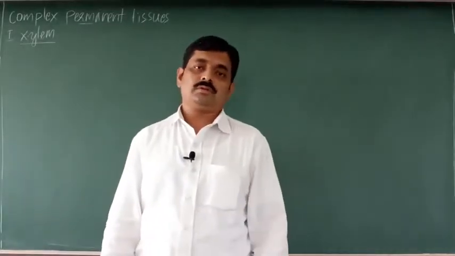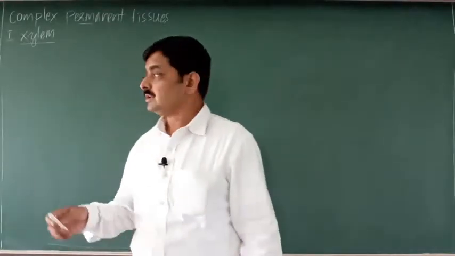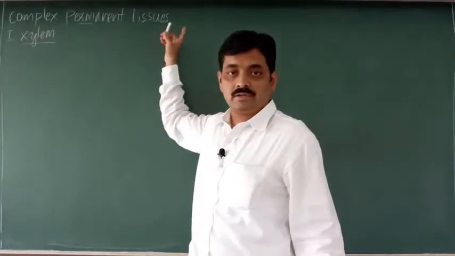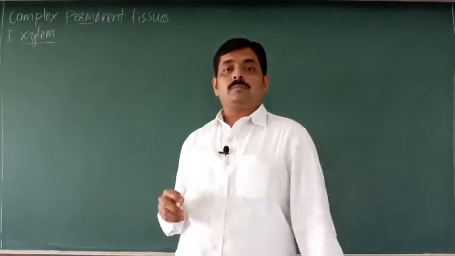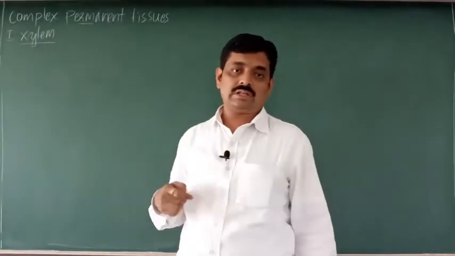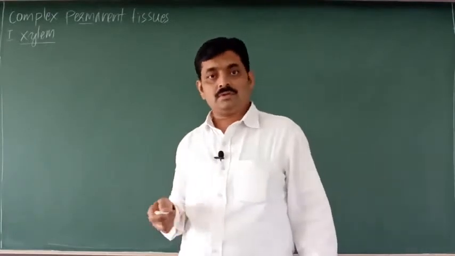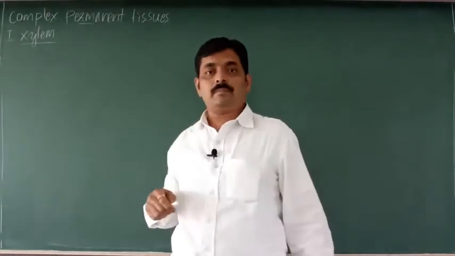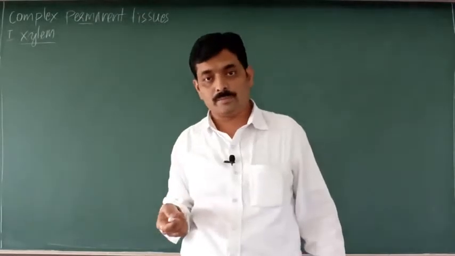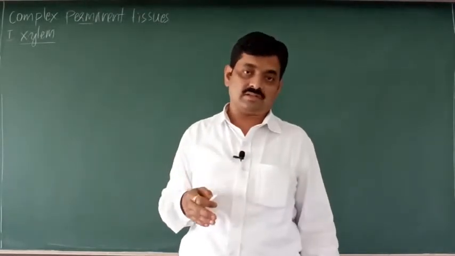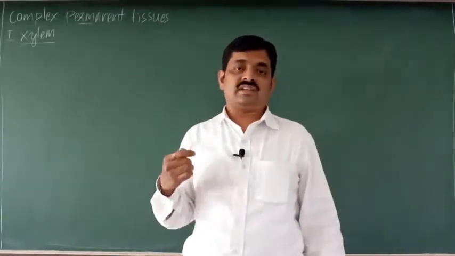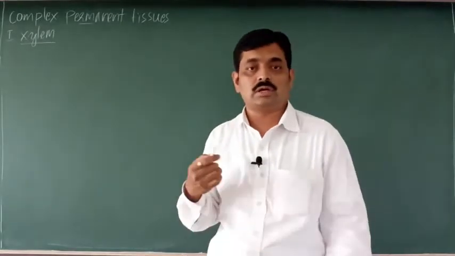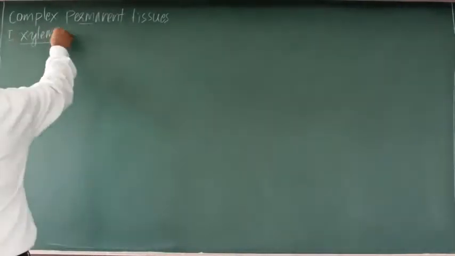Hello students. So next we will consider the complex permanent tissues. Complex permanent tissues are of two types. The first is the xylem and the second is the phloem. First we will consider xylem. Xylem is the water conducting tissue in plants.